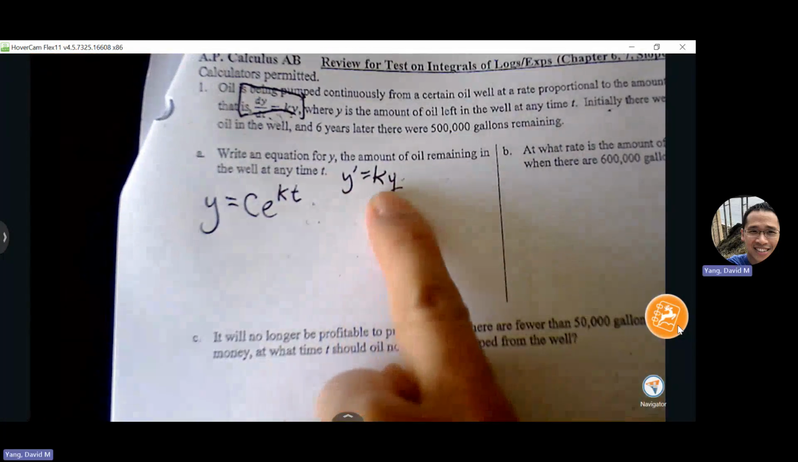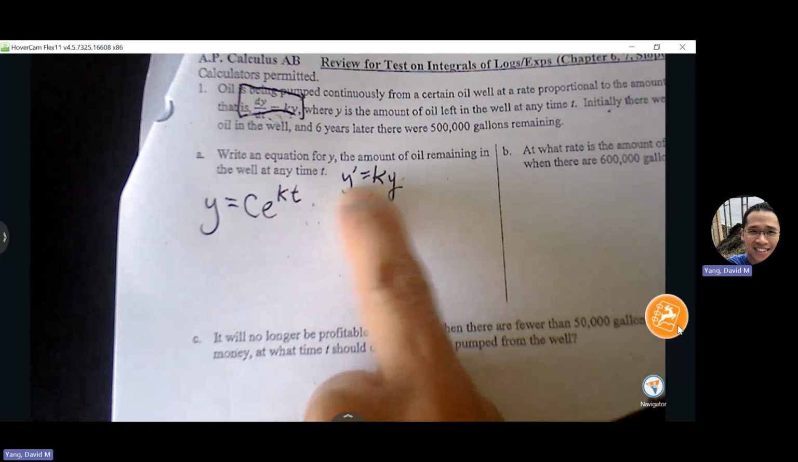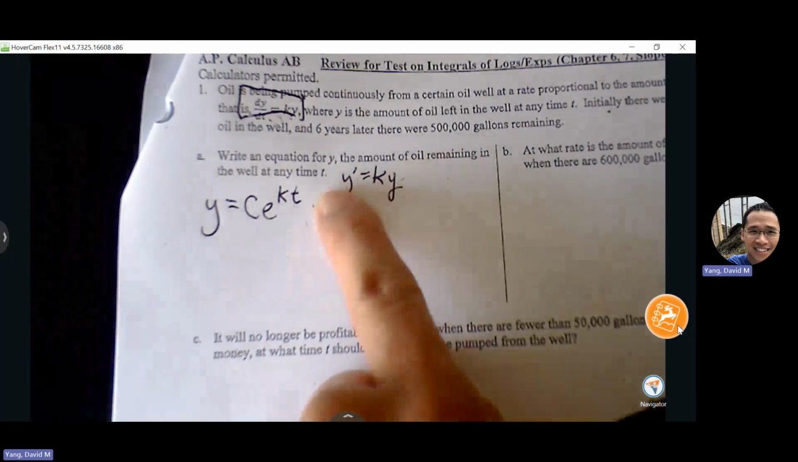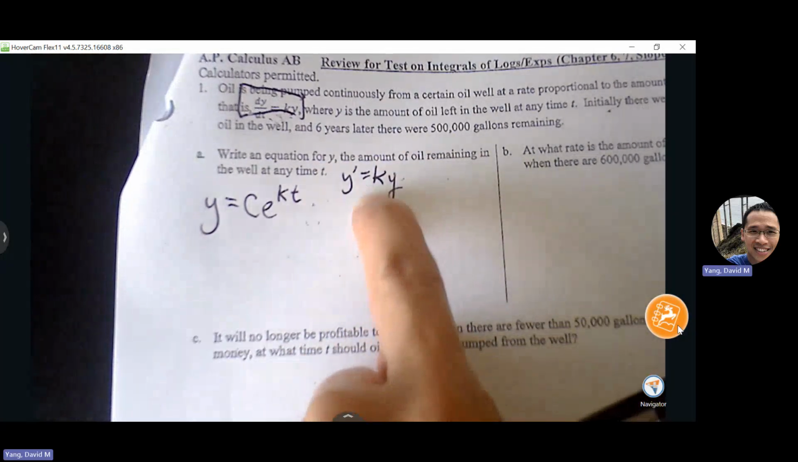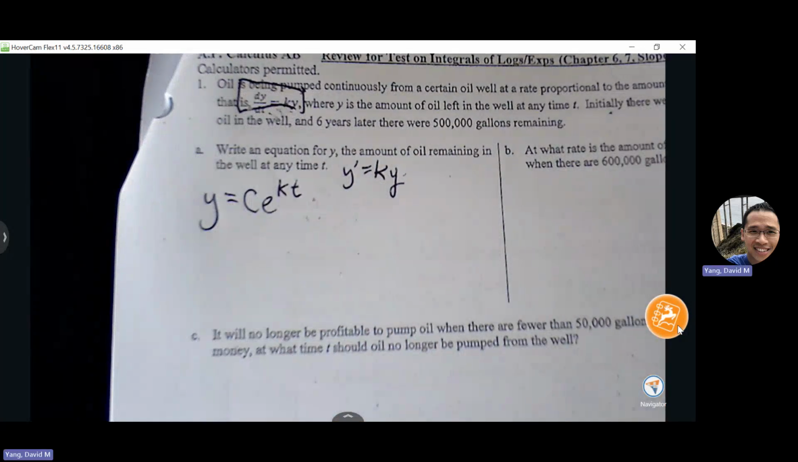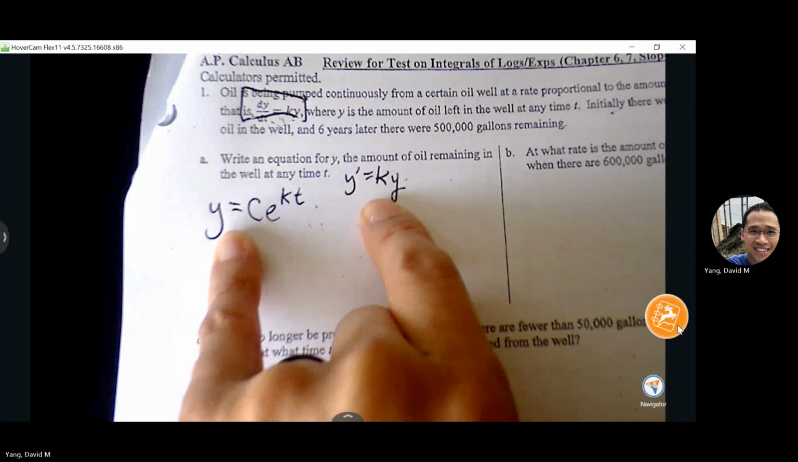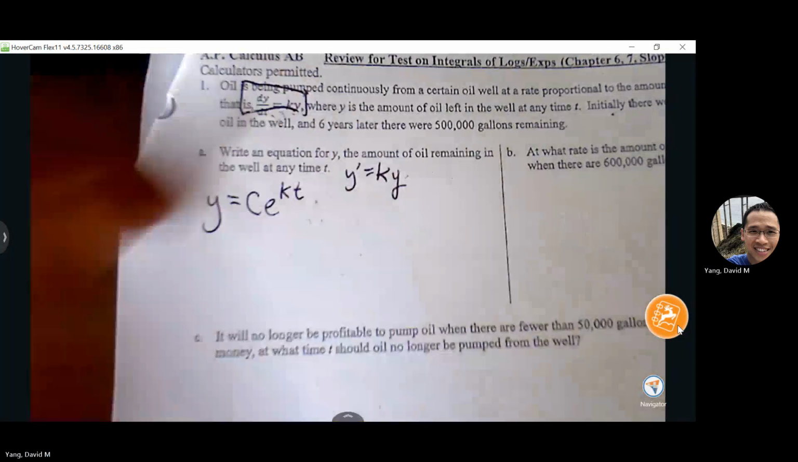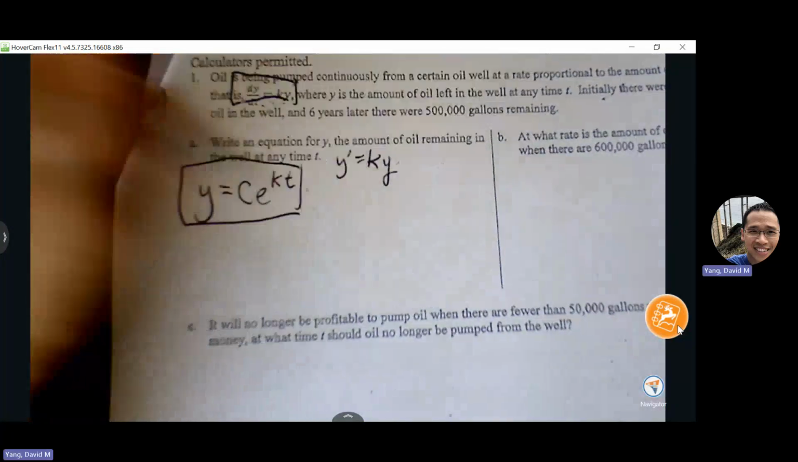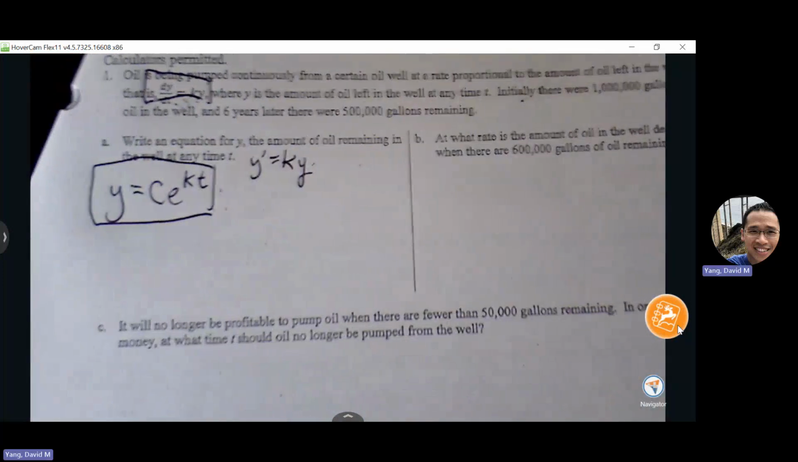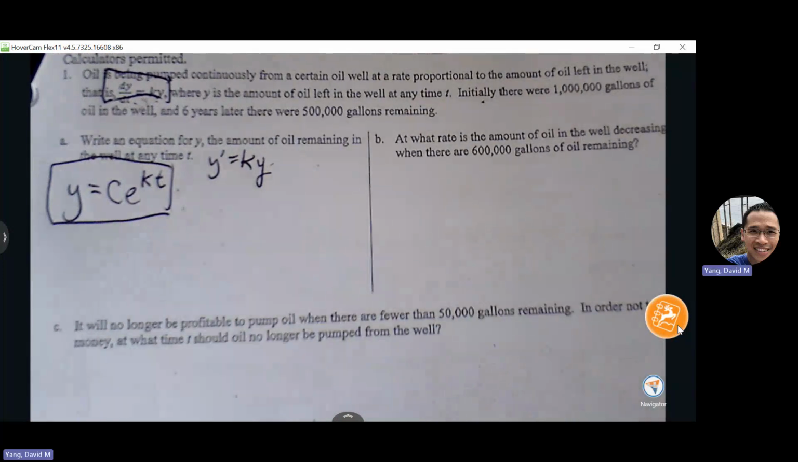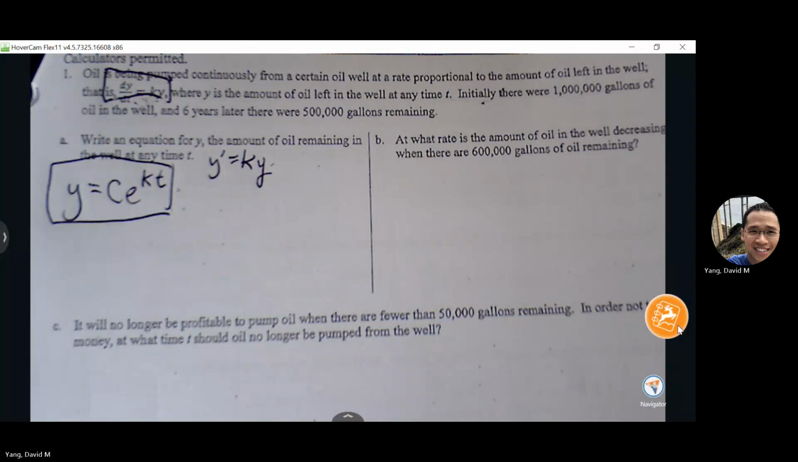It could be P prime equals kP. It could be L prime equals kL. It could be R prime equals kR, right? Anything in that form, and we can go through all the full calculus process, but we know it's just going to end up as this. So basically no calculus effort needed because we already know where it's going to be heading.